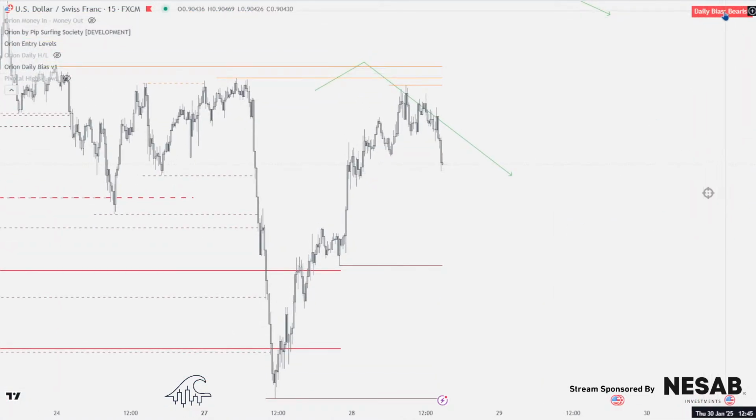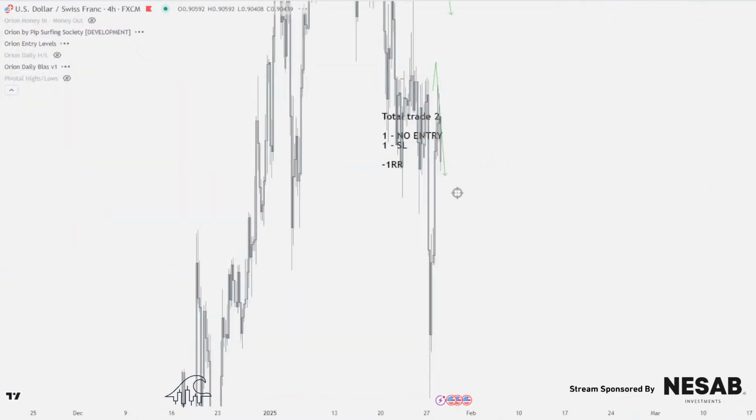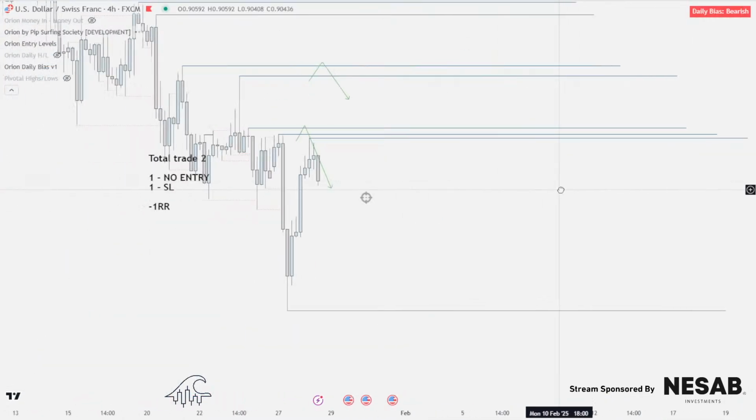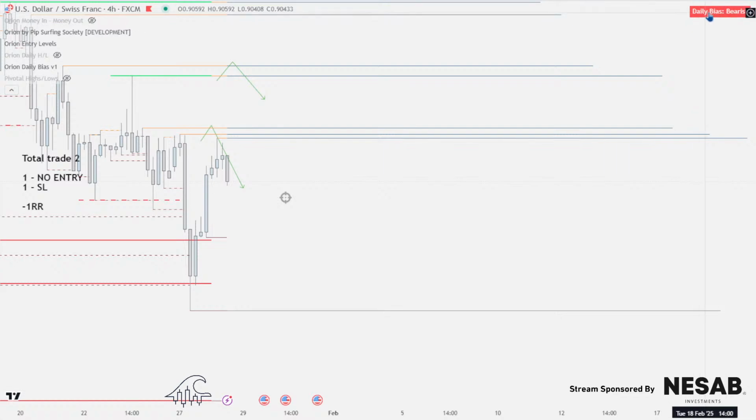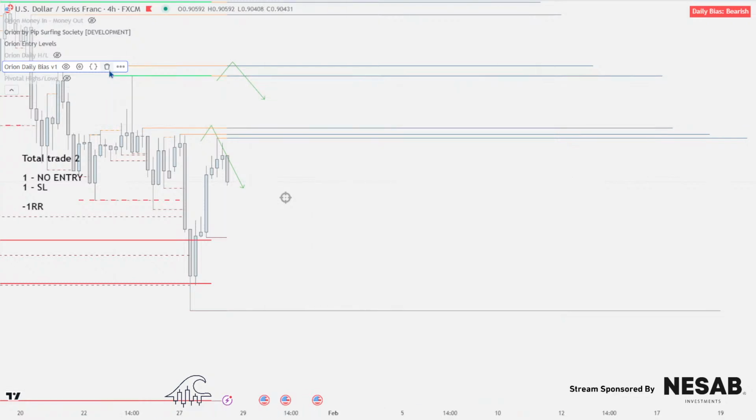So notice the daily bias here, guys. Whatever time frame you go to, the daily bias is there. If you want to help us test this and debug it, because it does have an alert function, we go to alerts. The alert function here should come up saying Orion bias has changed. We need you guys to give us a little bit of feedback on it and see if it works.